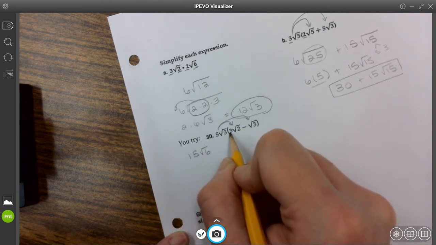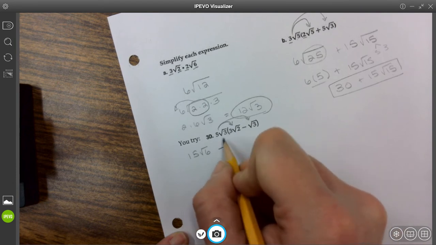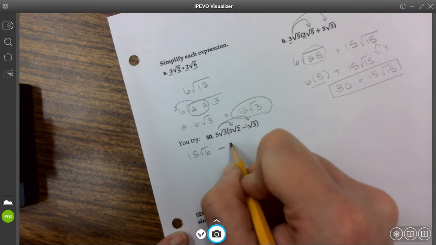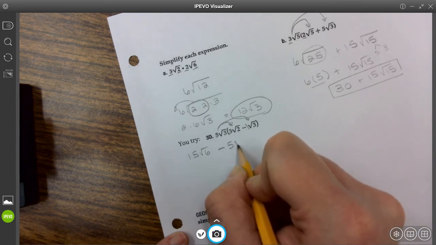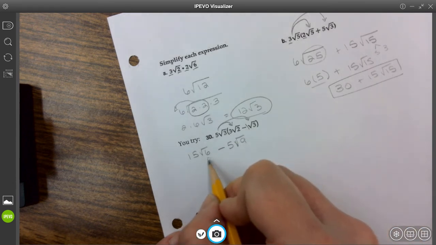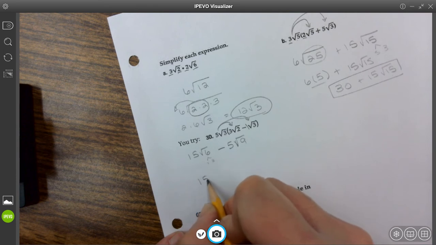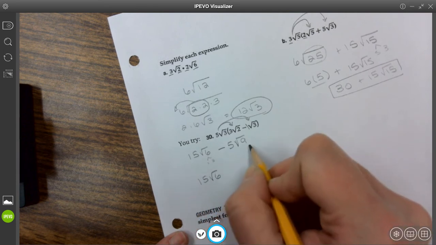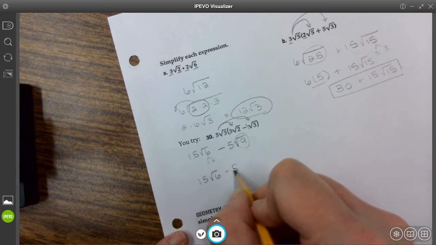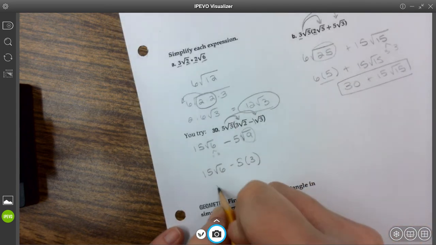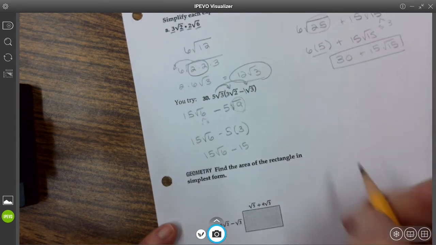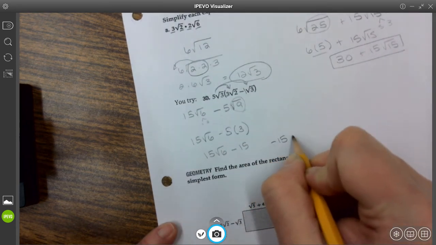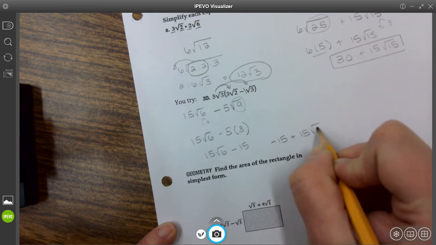Five times 3 is 15 root 6. 5 times a 1 is a 5. 3 times 3 is square root of 9. We know 6 can't break down anymore. But we know 9 is 3. So that 9 turns into a 3 because it's the square root of 9. So 15 root 6 minus 15. You could leave it like that. We tend to write the number in the beginning. Either way, I'll accept.